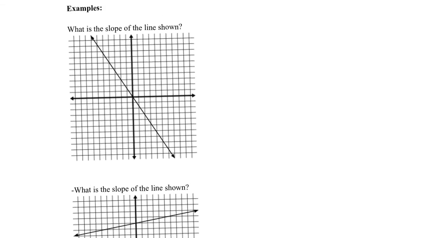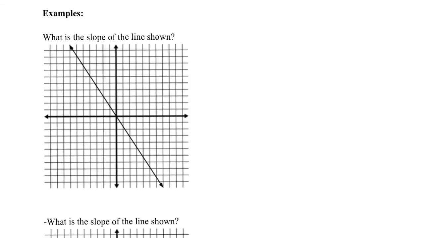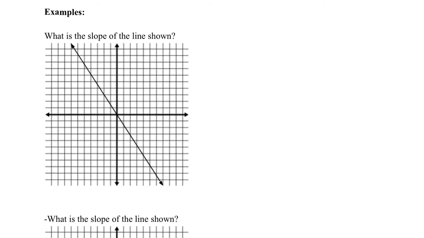Here we go. I'm going to zoom in. Okay, what is the slope of the line shown? The first thing we're going to do is choose 2 points. Right away, I see 0, 0. Oh, that's a nice one. I think we're going to take that one. And then I notice this point right here falls right on a nice intersection. So I'm going to take that one.